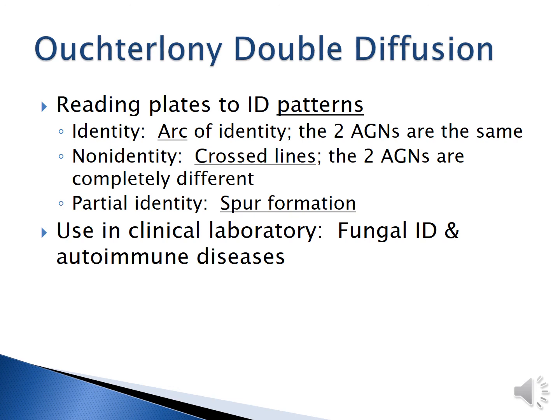Non-identity, we have cross lines, the 2 antigens are completely different. And then we have a partial identity, which creates this spur formation, and that means that the 2 antigens are not the same, but they are similar. So typically we'll use this, I've seen this before in fungal IDs and even autoimmune diseases. So let's take a look at each one of these patterns individually.